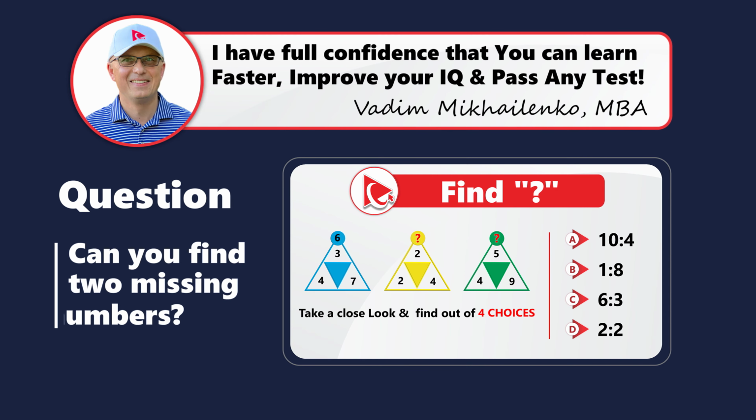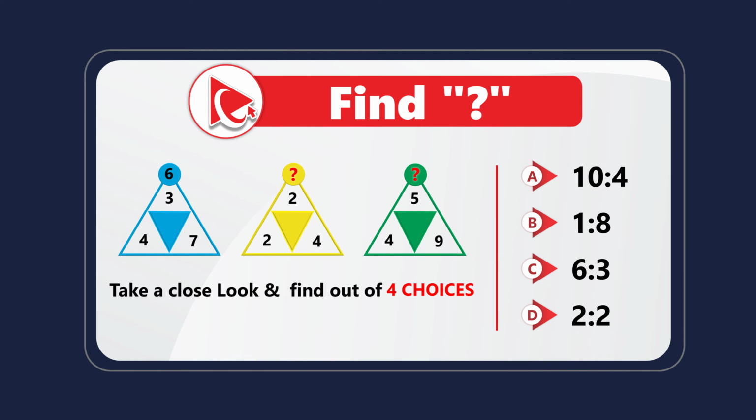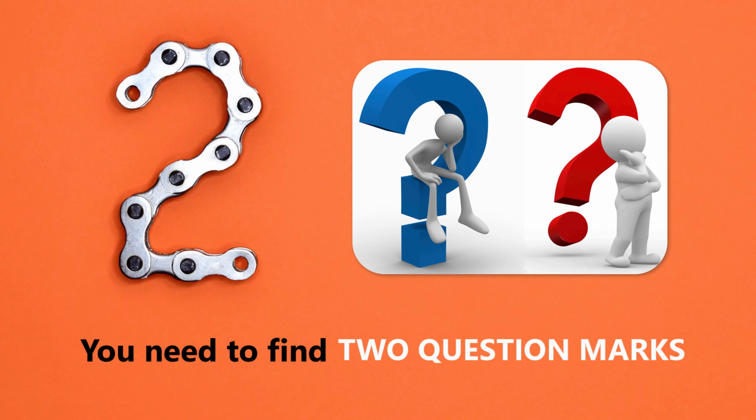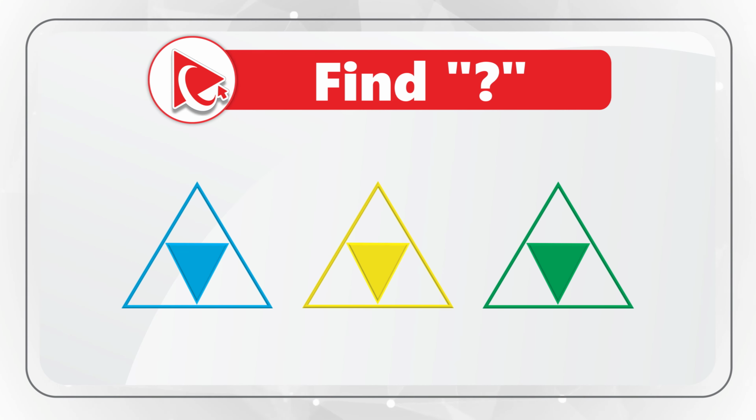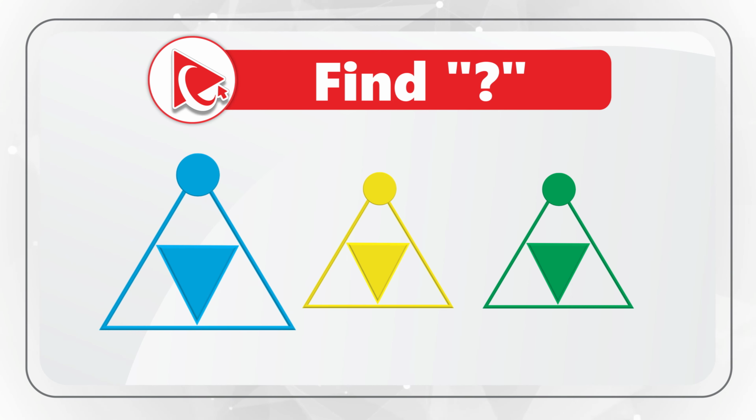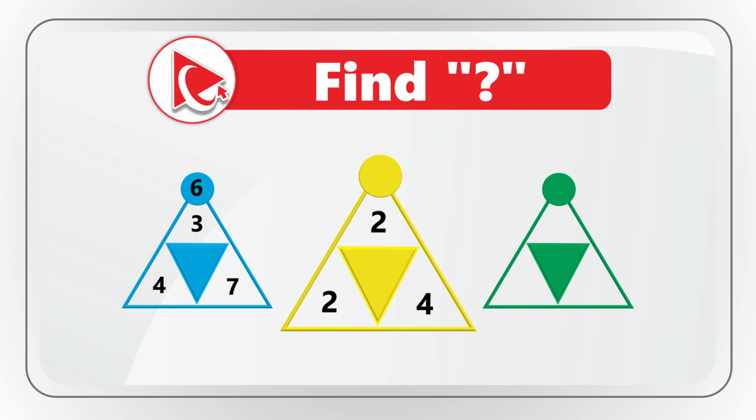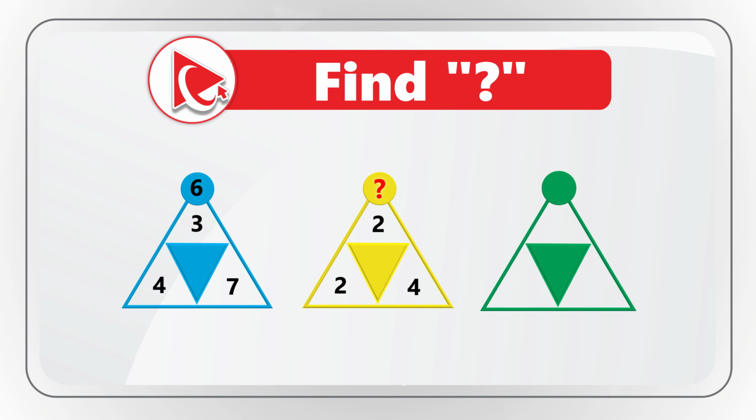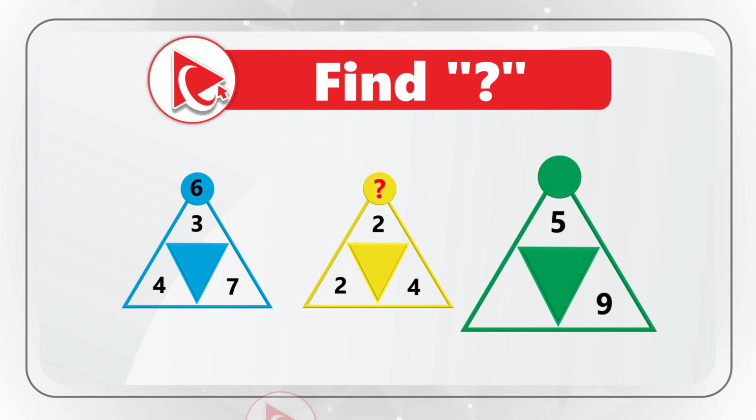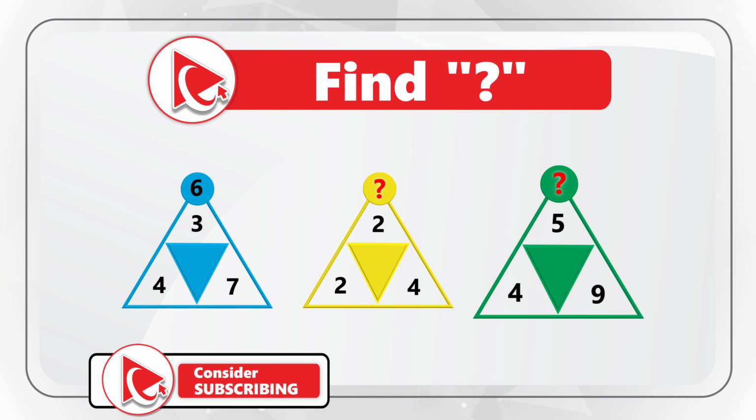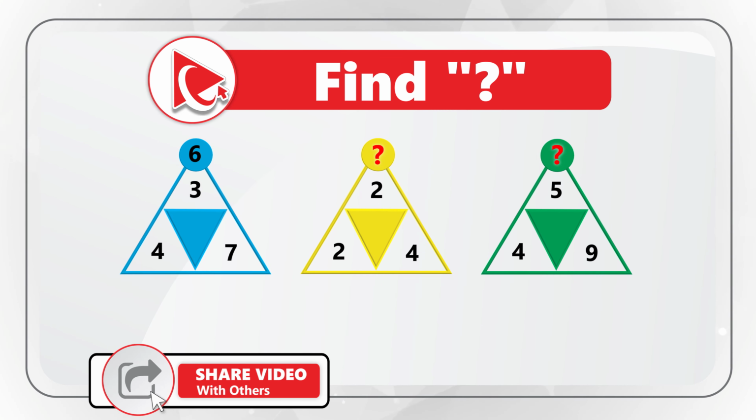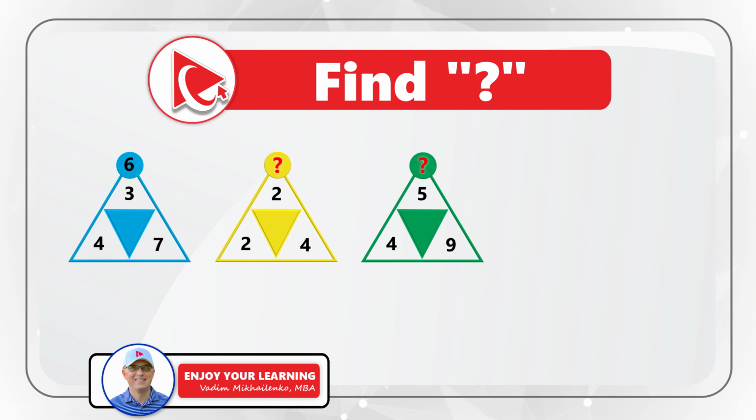Here's an absolutely phenomenal question, which is absolutely not obvious how to solve. Instead of one question mark, you need to find 2 question marks. You're presented with 3 triangles. All triangles have a circle on the top. Blue triangle has 3 numbers inside. Starting from the top, the numbers are 3, 7, and 4, and the number on the top is 6. Yellow triangle has numbers 2, 4, and 2, and there is a missing number on the top. Green triangle has numbers 5, 9, and 4, and a missing number on the top. Take a close look to see if you can find the 2 missing numbers and select out of 4 different choices.